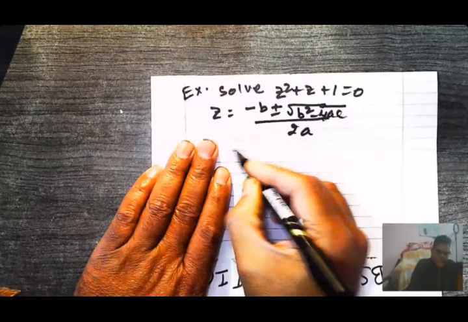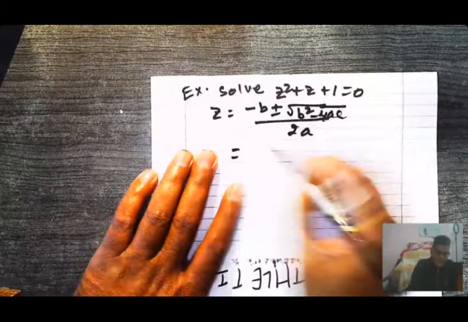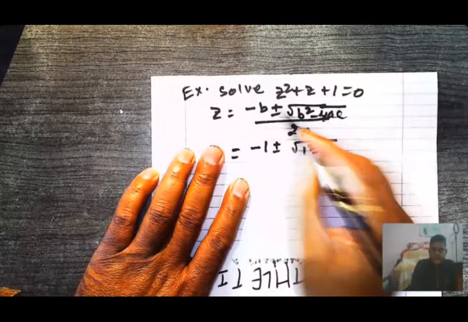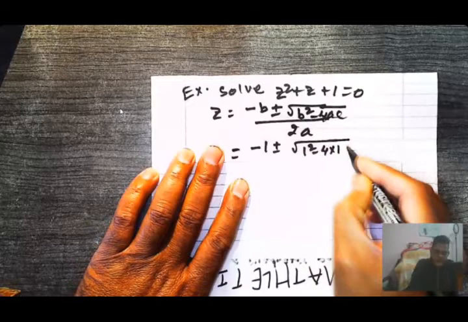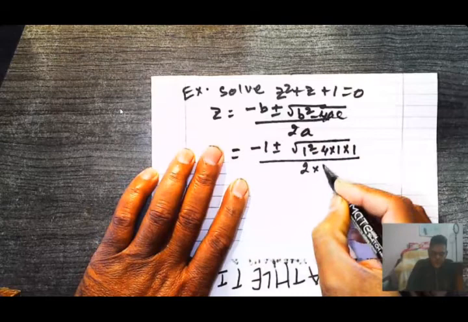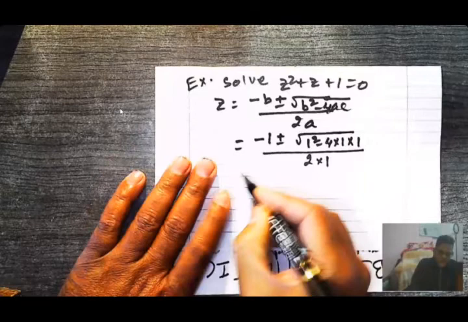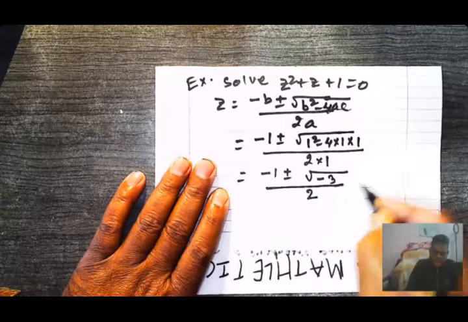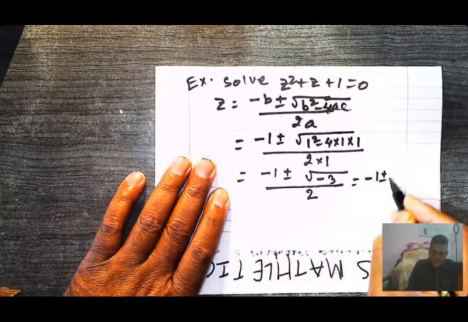If you compare these values with the given equation, in place of b you can see this is 1, so it is minus 1, plus minus under root of b square, which is 1 square, minus 4. In place of a, the coefficient of z square, that is again 1, and c is again 1, and 2 times 1 in the denominator. Your value after that is minus 1 plus minus, you can see that 1 square is 1, minus 4 is minus 3, divided by 2. So this is minus 1 plus minus under root 3, and taking out the root 3 in the real sense, you will have minus 1 over 2.